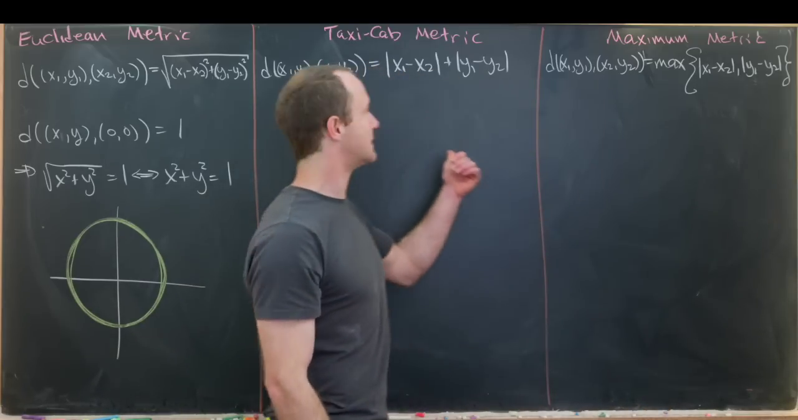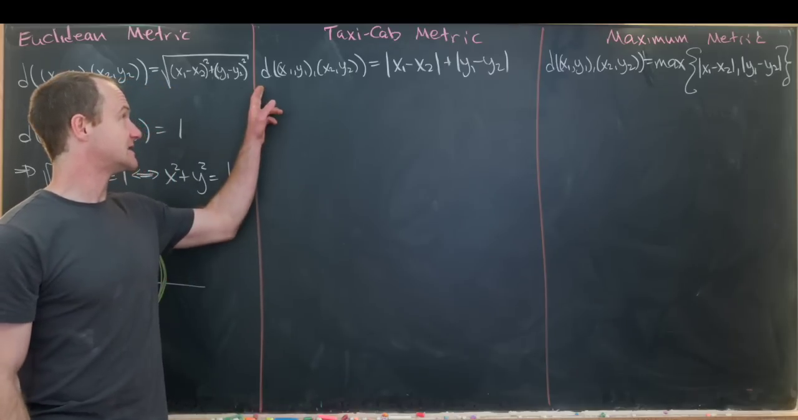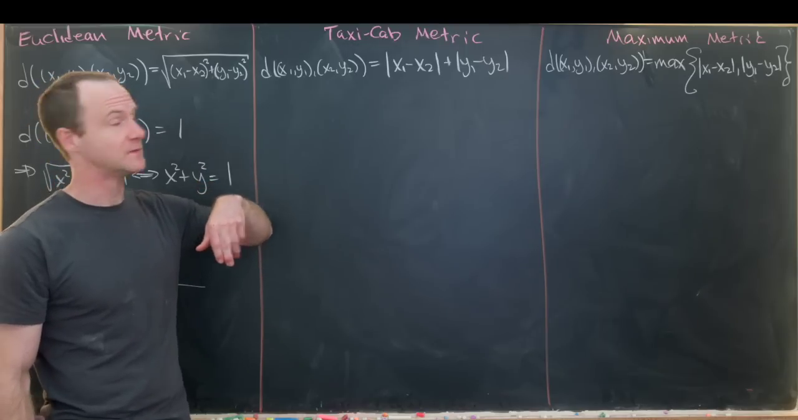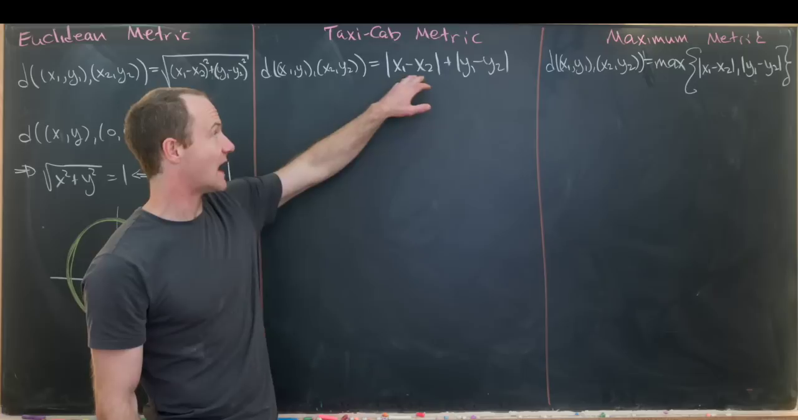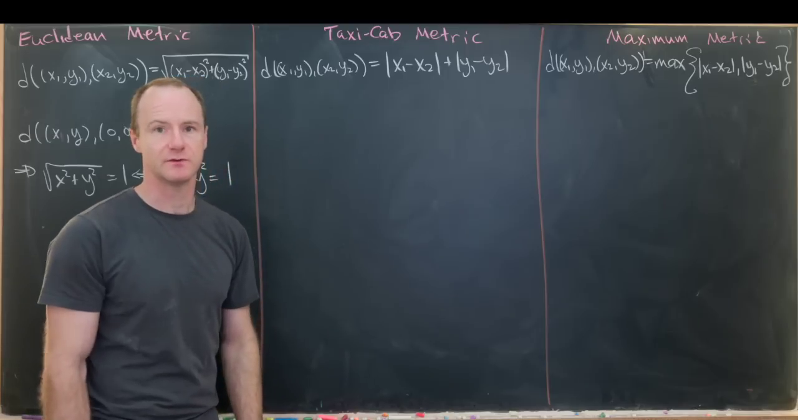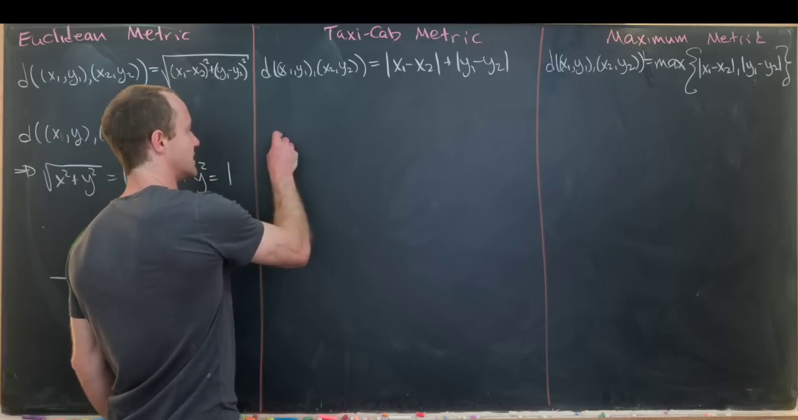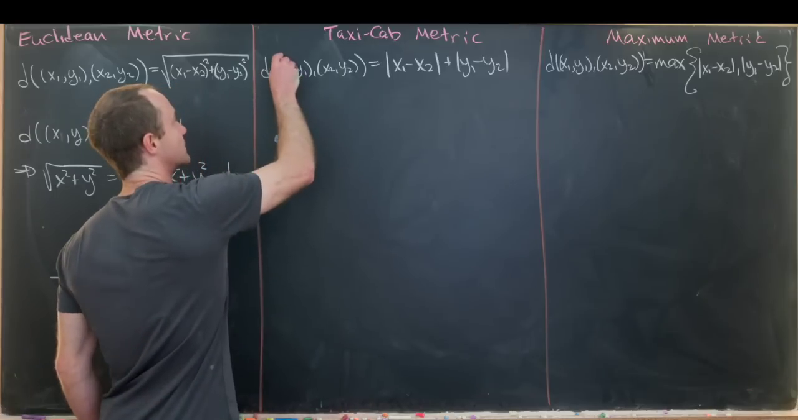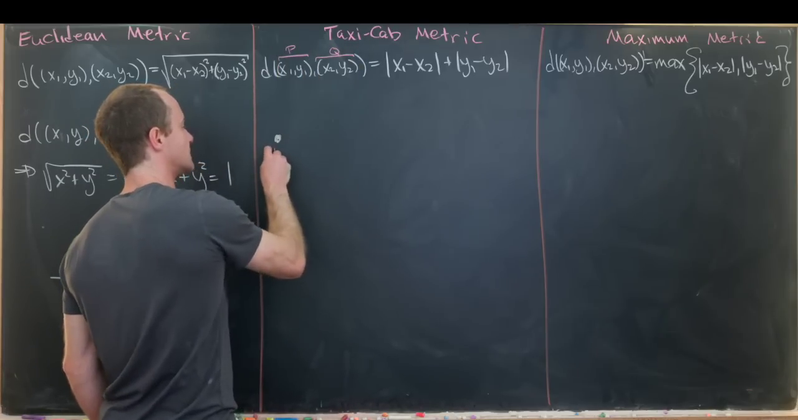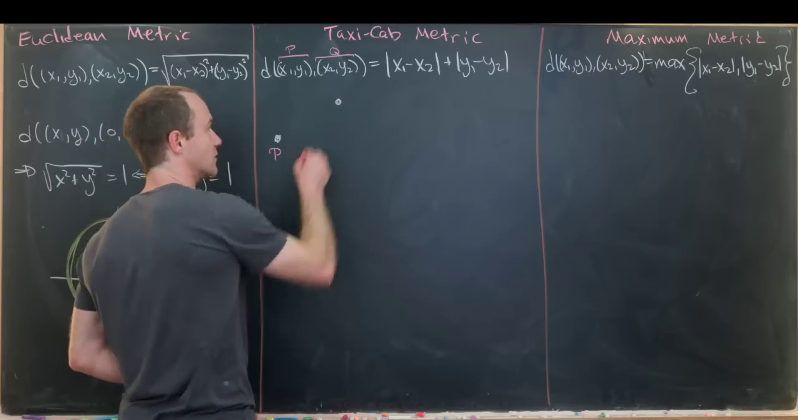Okay, so for our next metric, we'll look at something called the taxicab metric. And it takes in 2 points, (x1, y1) and (x2, y2). And it outputs the absolute value of x1 minus x2 plus the absolute value of y1 minus y2. Okay, so let's maybe make a picture of what's going on right here. So just for shortening this up, let's call this point P, and let's call this point Q. So here we have P, and then up here we have Q.